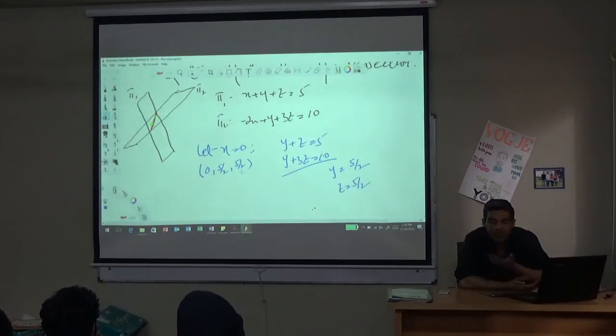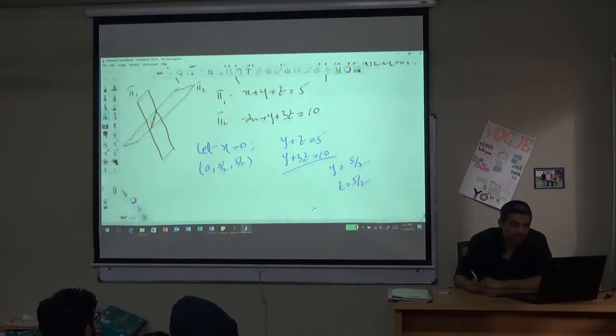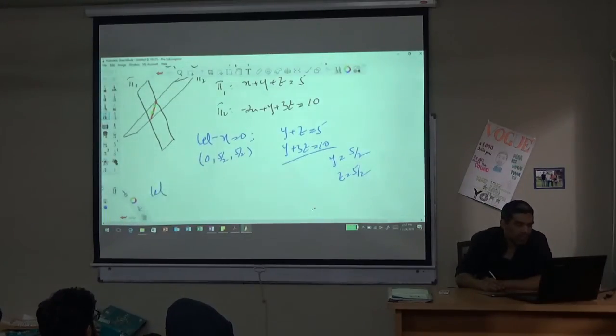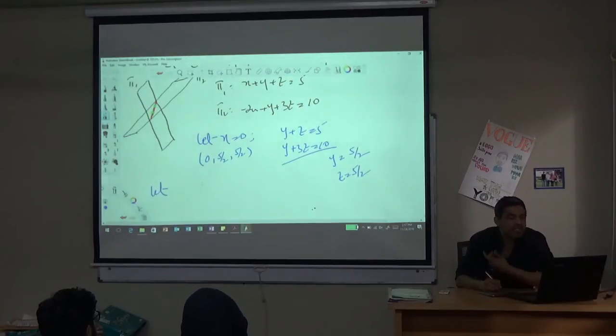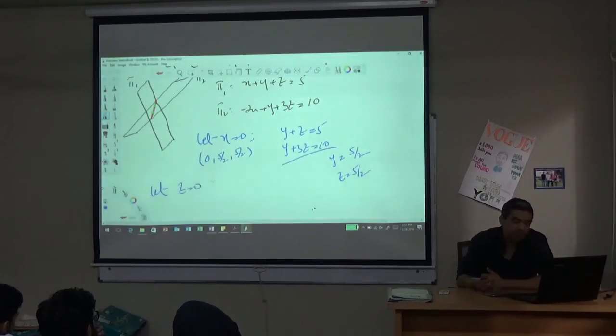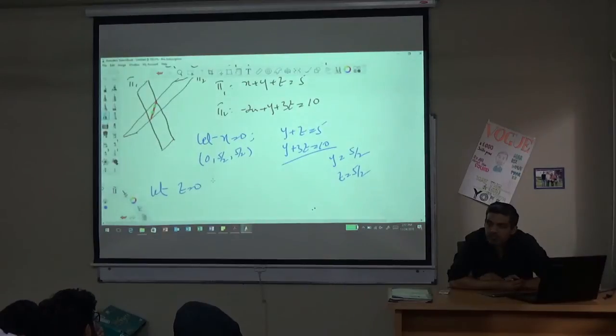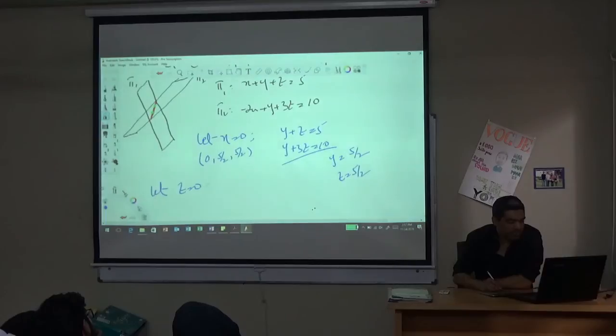Can we repeat the process and get another point of intersection? Let's take a different value and let's choose a different variable. Let's take z as 0. I'm taking z as 0 this time. Or you can put z as 1, 2, whatever you want. So the 2 equations that I'm getting now are x plus y equals 5 and minus 2x plus y equals 10.